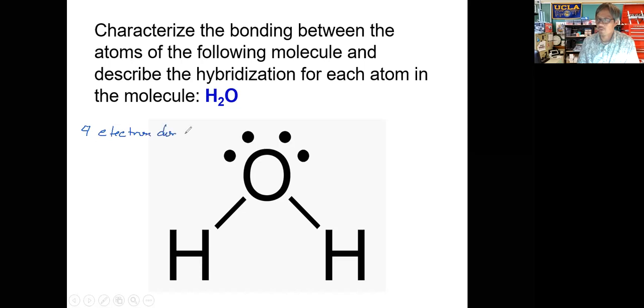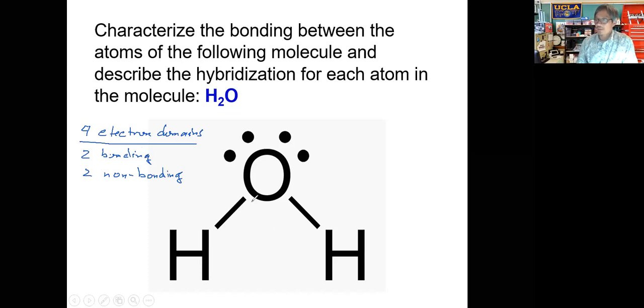Okay, so we have 4 electron domains in this molecule here. Of the 4, 2 are bonding, and they happen to be single bonds, and 2 are non-bonding electron domains. Okay, so there it is. 4 electron domains. That's what we have there.